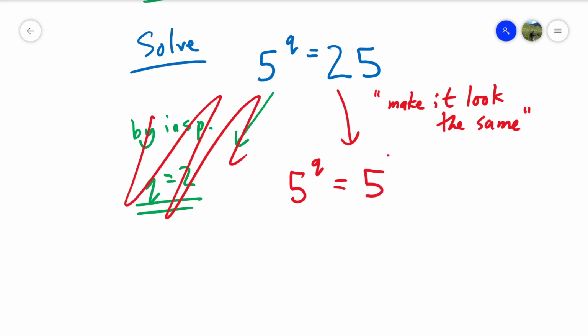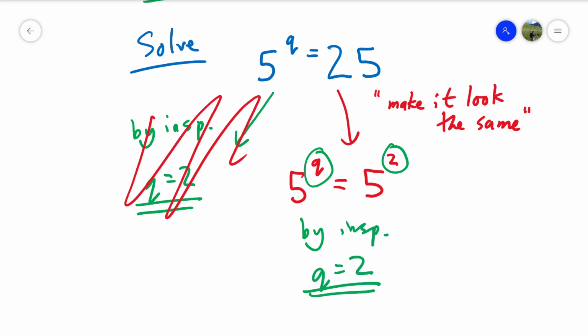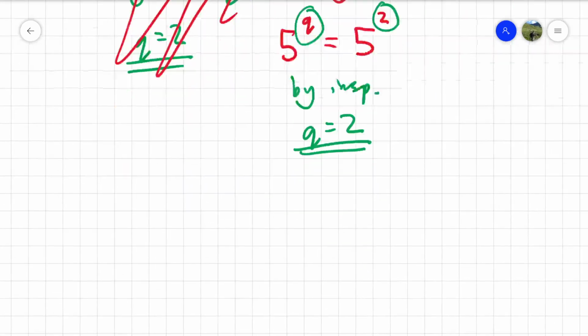Oh, that's 5 squared. So now I can say that by inspection, q equals 2. This version on the right would be my favoured approach in a very technical situation because I'd rather be clearer about exactly the process I was using.